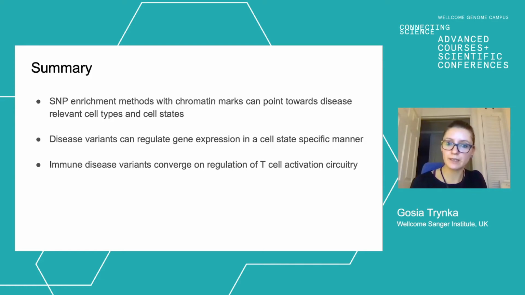But in summary, what I would like you to take home from this talk is that SNP enrichment methods with chromatin marks can point towards disease-relevant cell types and cell states, and identifying those cell types and cell states is really critical for functional follow-up studies. It looks like disease variants can often regulate gene expression in a cell state specific manner. And finally, for immune diseases, we're now building evidence that disease variants are disrupting the T cell activation circuitry.